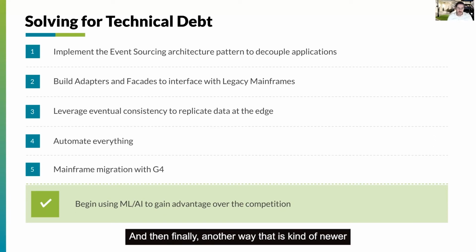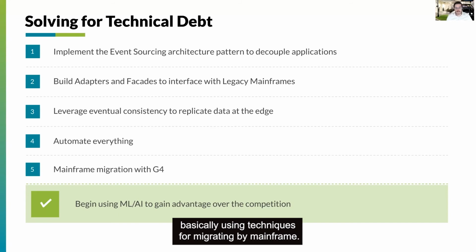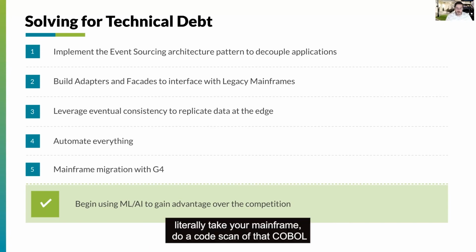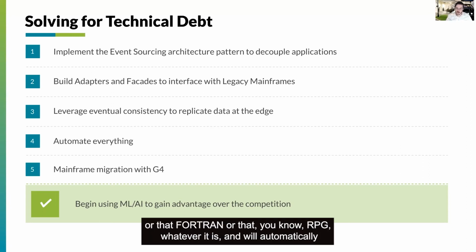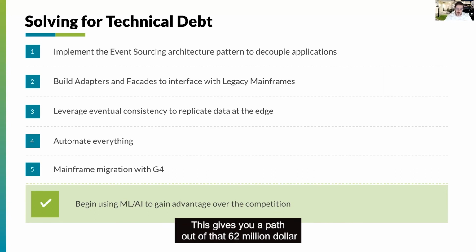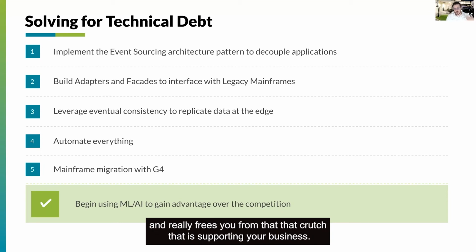And then finally, another way that is newer, and I have a little bit about this at the end here, is using techniques for migrating mainframes. There are processes and solutions out there that can literally take your mainframe, do a code scan of that COBOL or that Fortran or that RPG, whatever it is, and automatically convert it into a more modern language and deploy it. This gives you a path out of that $62 million in licensing fees that you're paying these organizations, and really frees you from that crutch that is supporting your business.